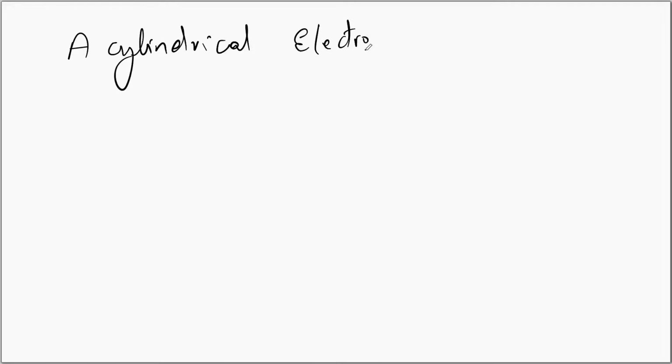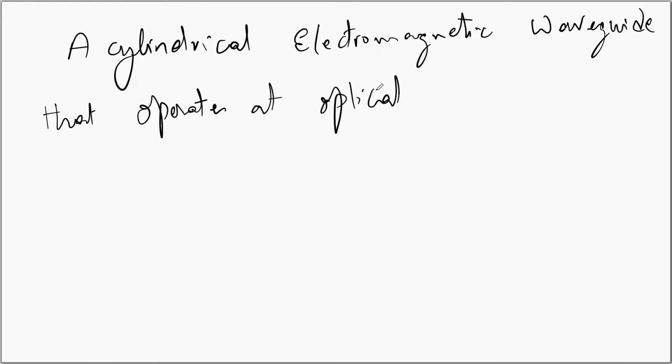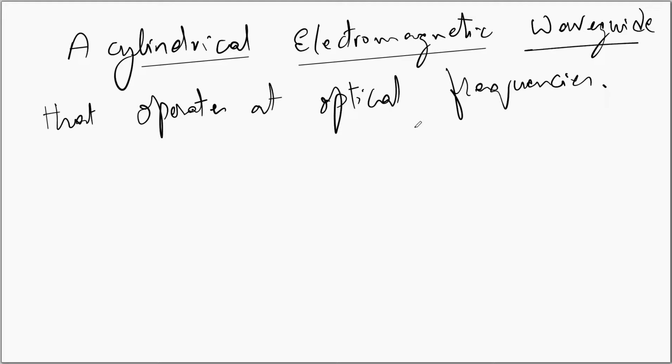An optical fiber can be defined as a cylindrical electromagnetic waveguide that operates at optical frequencies. From this, we can understand that the structure will be in the form of a cylinder. It is an electromagnetic waveguide, and the operational frequency is optical frequency. Optical frequencies generally mean 10^12 Hz to 10^15 Hz. The band of frequencies starting from 10^12 to 10^15 Hz in the electromagnetic spectrum are generally referred to as optical frequencies.